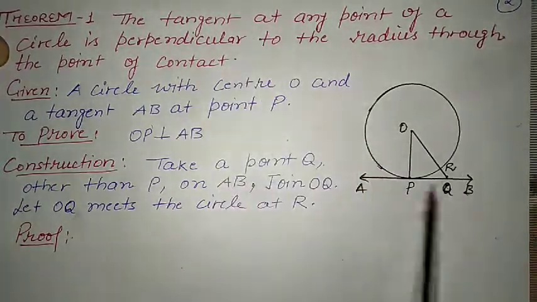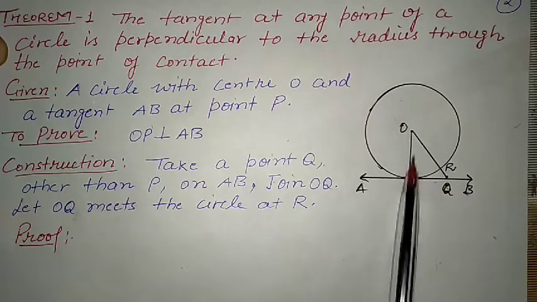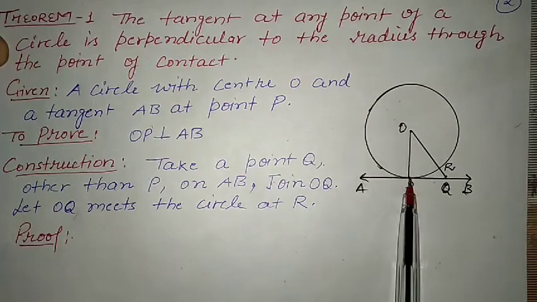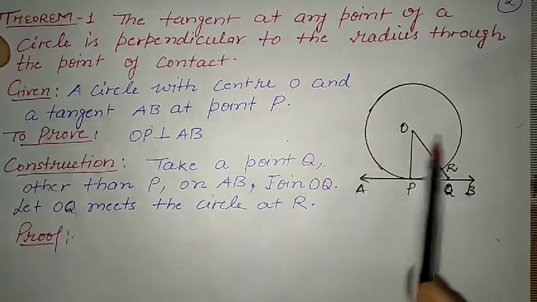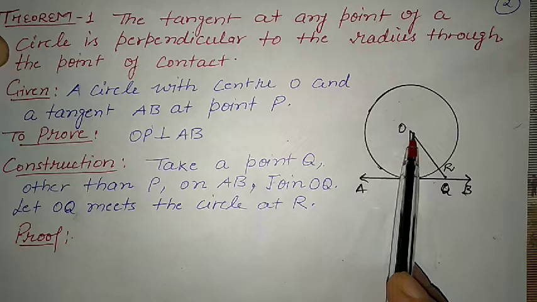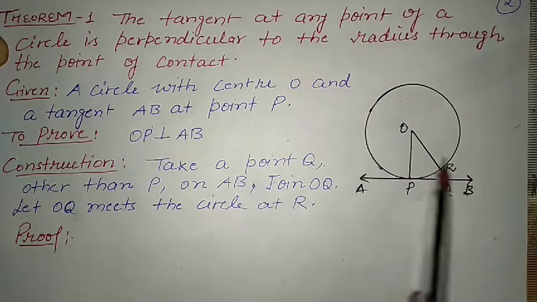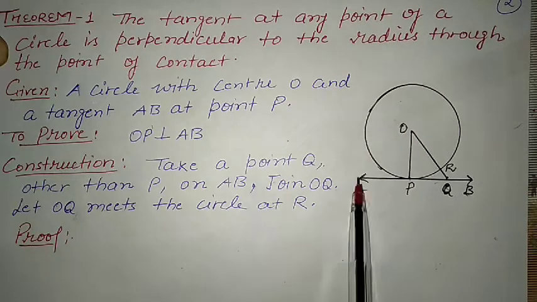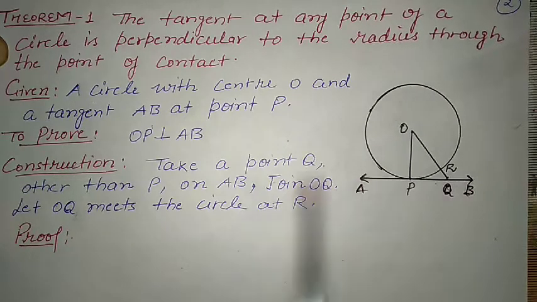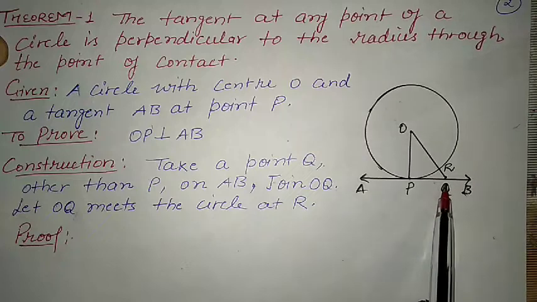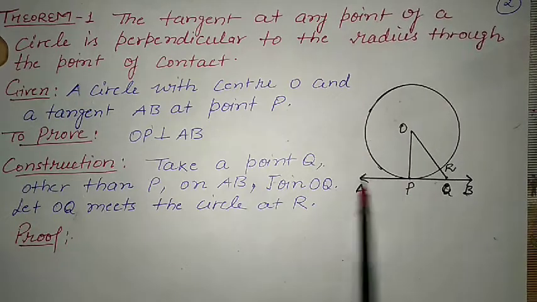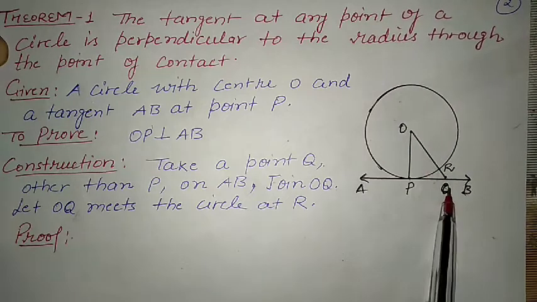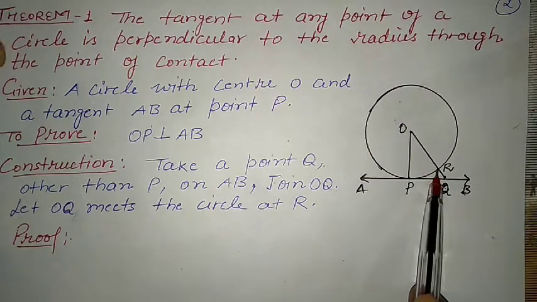The tangent is perpendicular to the radius through the point of contact. P is the point of contact. So what is given to us? A circle with center O and a tangent AB at point P. What do we want to prove? That OP is perpendicular to AB. Construction: take a point Q other than P on AB, join OQ, and let OQ meet the circle at point R.